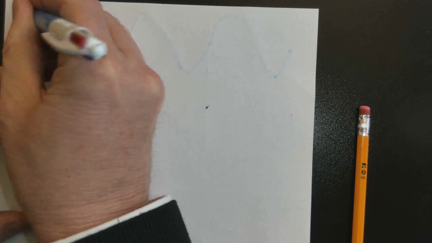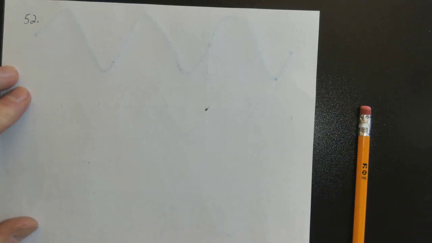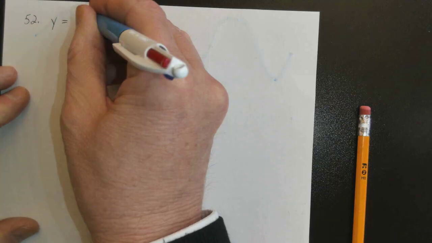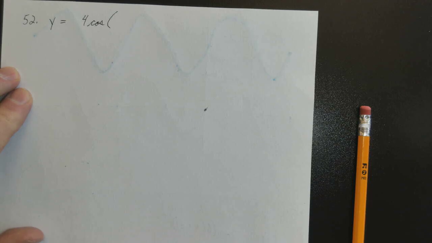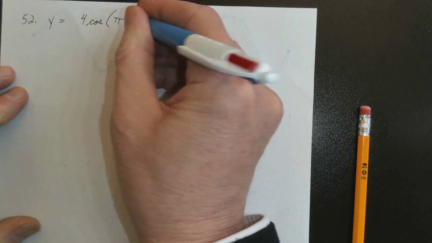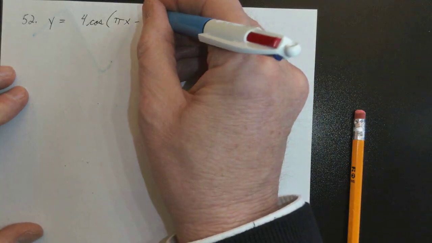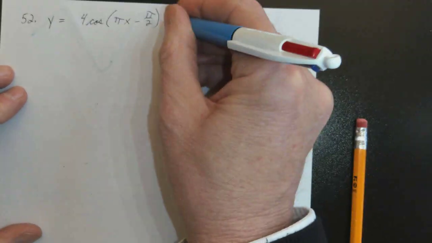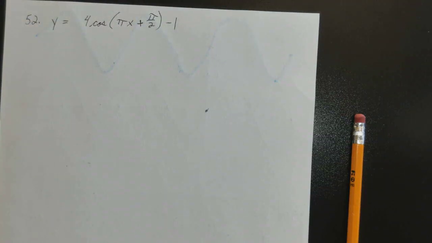Let's do 52. All right. Write her down. Y equals 4 times cosine of pi x minus pi over 2 and then minus 1. That's a plus right here. Okay. I think I've got the problem written down correctly.